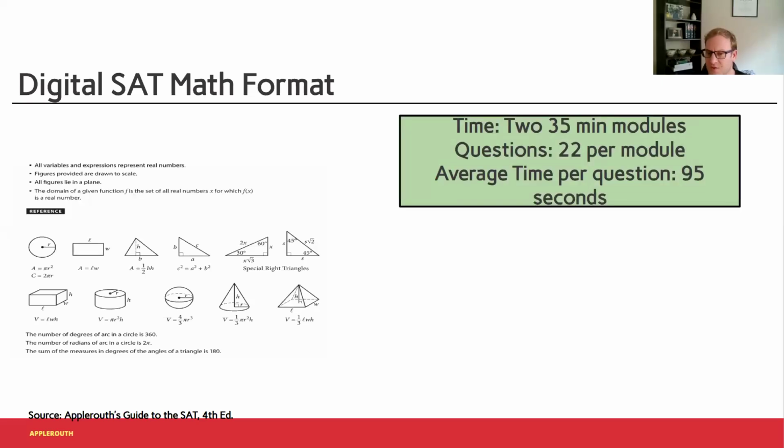Two 35-minute modules, 22 questions per module, about 1.5 minutes per question, but some will be very, very quick and easy, almost alarmingly so. And some will be harder, especially towards the end of each module.